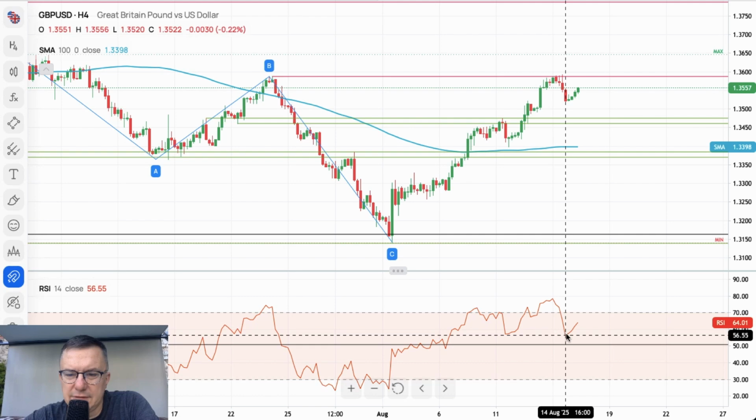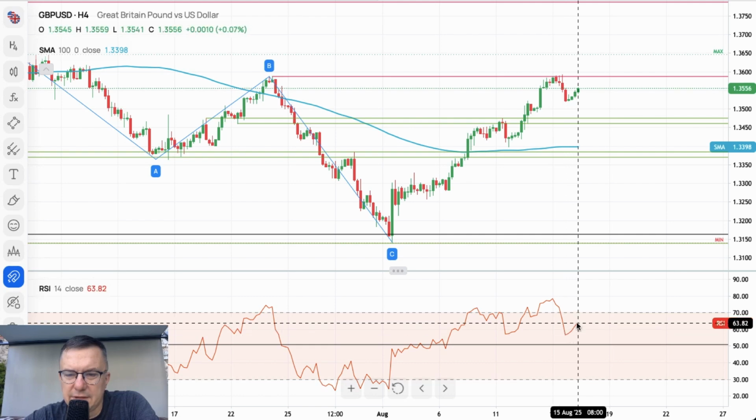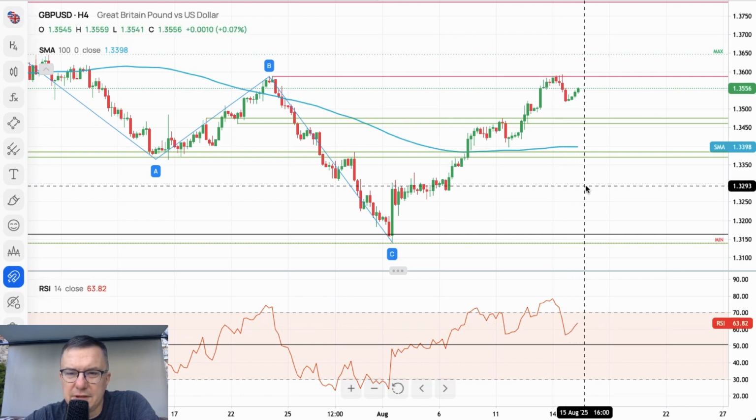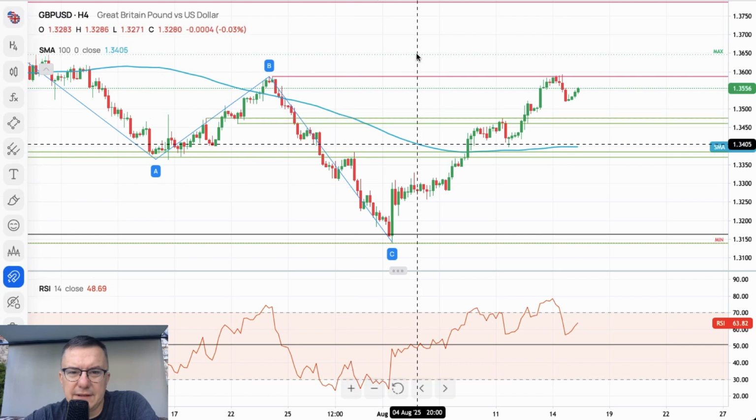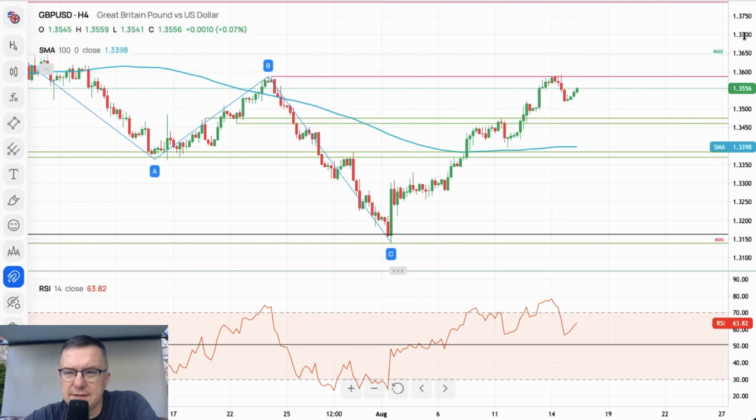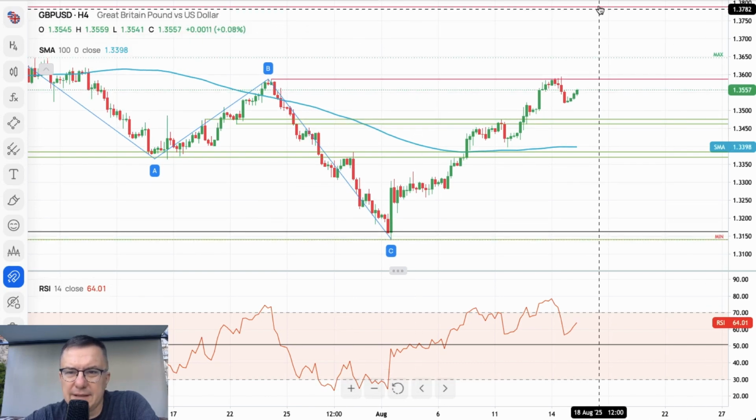Momentum went to the level of 56. Now it's on the level of 63, so it's quite strong. And if the level of 1.3584 is violated, then the wave B high is now the past, and the next target is 1.3789. So the British pound is still looking bullish, looking quite well.